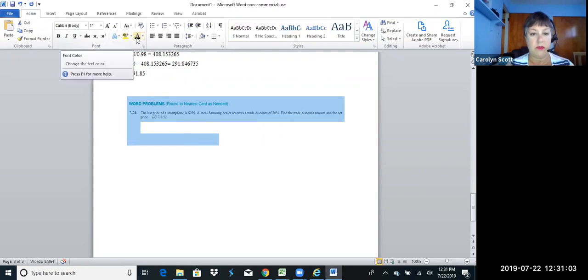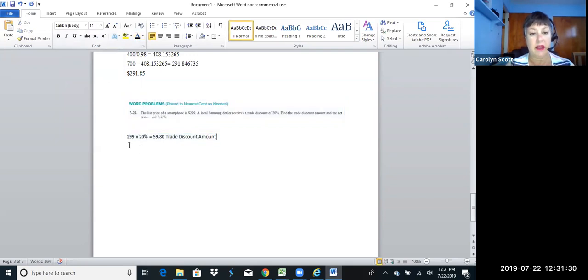Our word problem says the list price of a smartphone is $299. A local Samsung dealer receives a trade discount of 20%. Find the trade discount amount and the net price. Now, most of us have probably figured out what the net price is, just $299 minus 20%, but we need to find the trade discount amount first, so that's what we'll do.